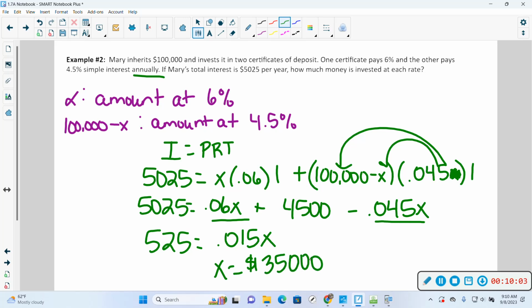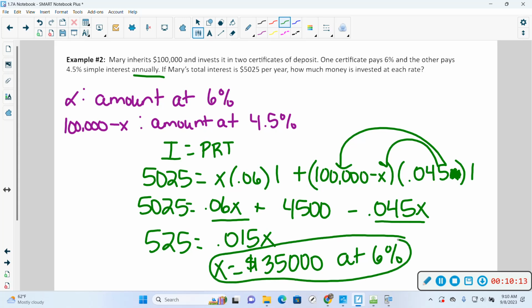35,000. Now, you know, I like to label. That was our amount at 6%. Circle that. I'm going to put my second answer up top just because I'm running out of room. Okay, if you did 35,000 at 6%, what's 100,000 minus 35,000? Yeah, so there's my other amount. I'm just running out of room, so I'm going to throw it up top here. And that was at the 4.5%. Got it.